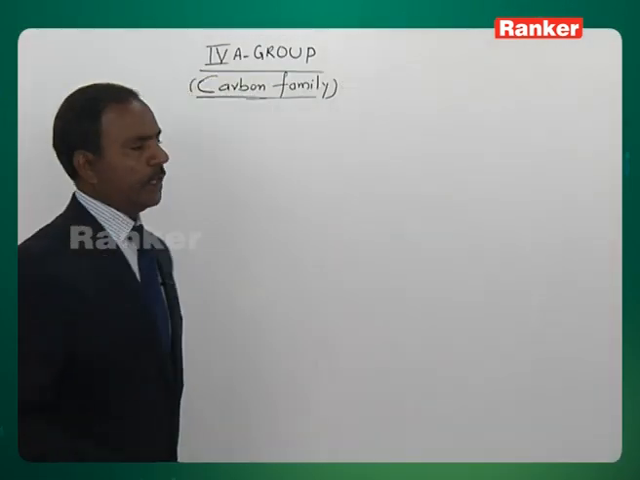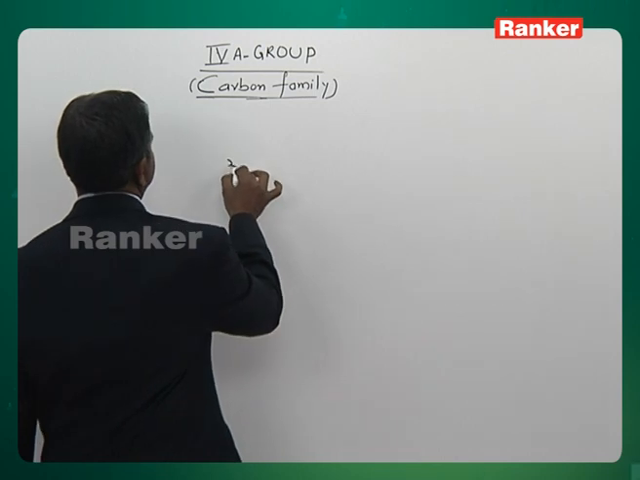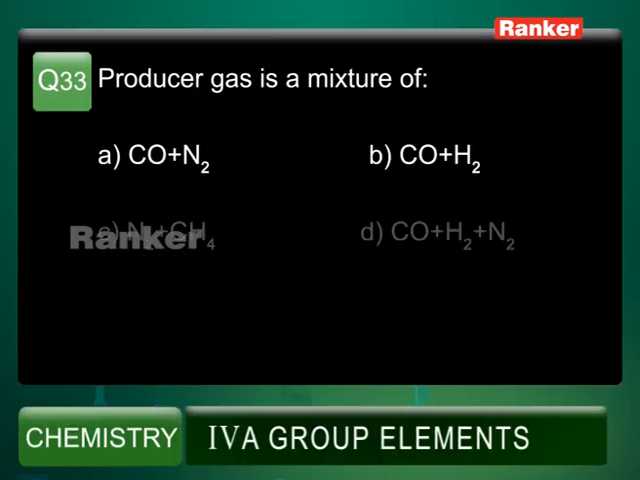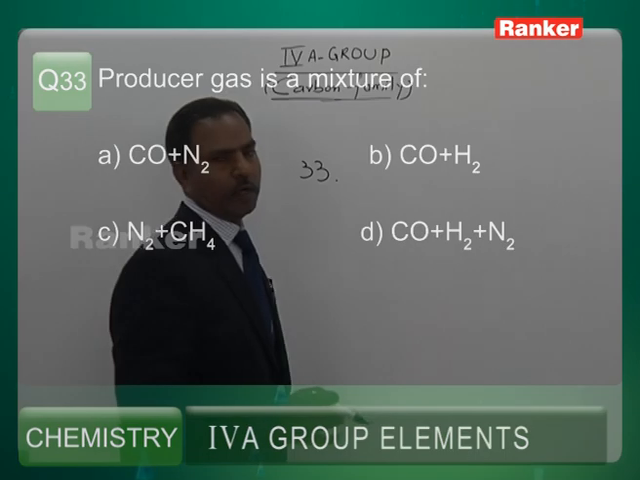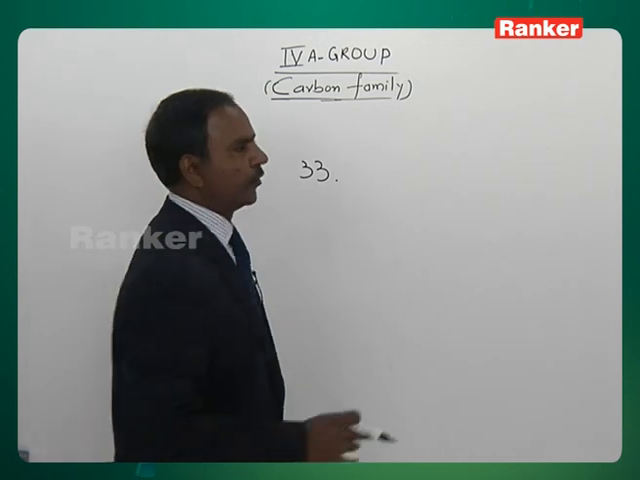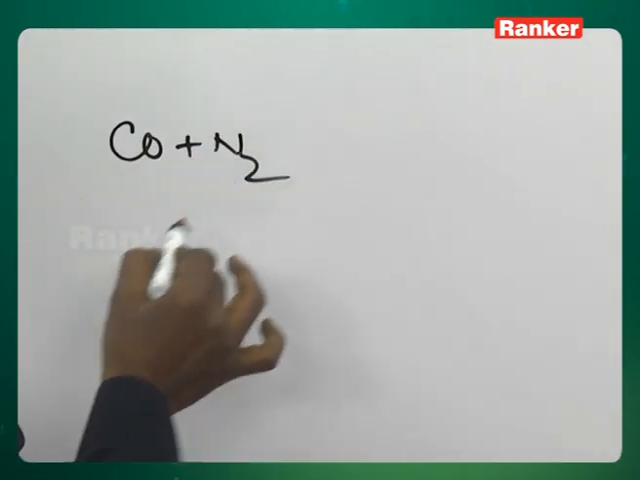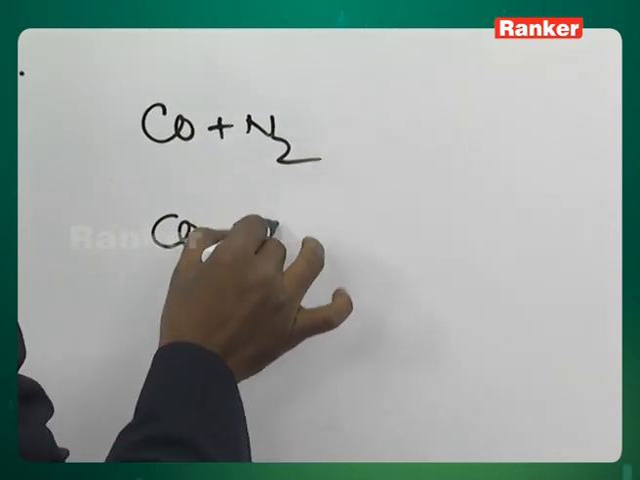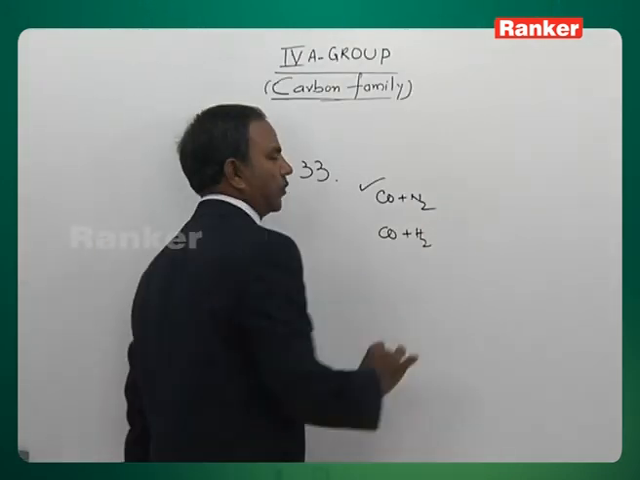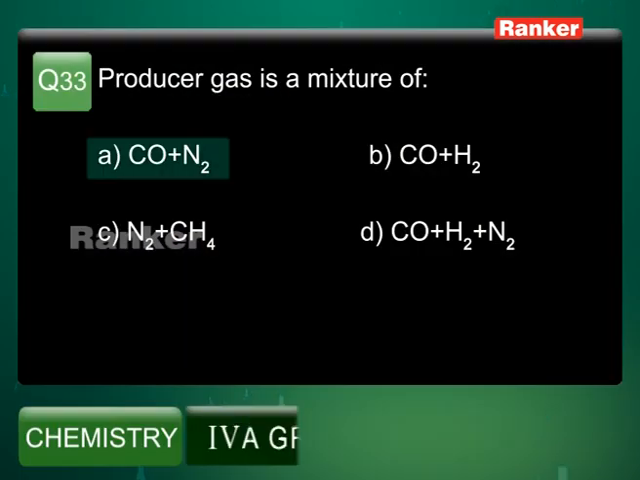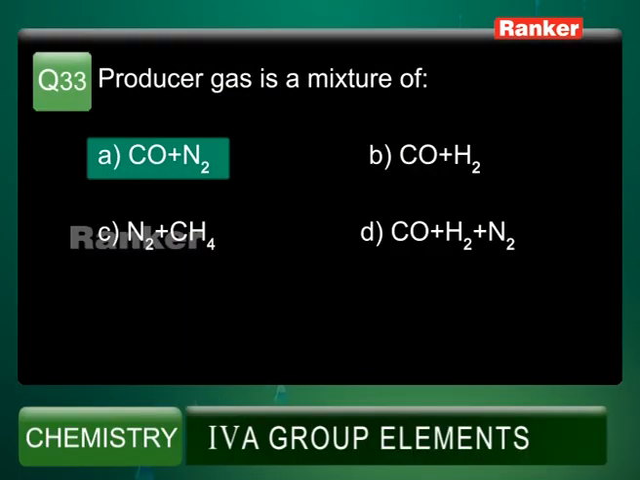Question number 33. Producer gas is a mixture of CO plus N2, CO plus H2, N2 plus CH4, CO, H2 and N2. See, actually producer gas is CO plus N2. And water gas, CO plus H2. This is what actually producer gas. Therefore, question number 33, answer is A.